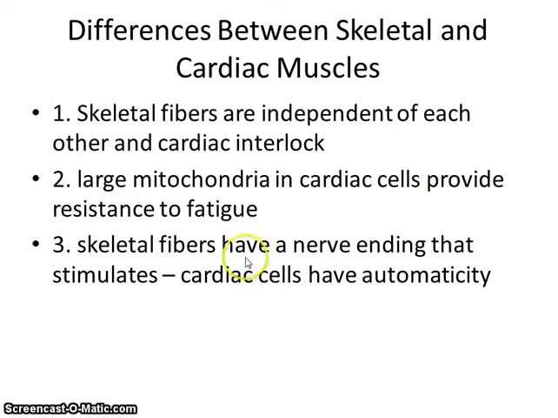And the skeletal muscle fibers, they have a nerve that tells them when to fire, whereas cardiac cells have automaticity. They're self-run. They have their own rhythm. Auto is self. So they're depolarizing, repolarizing on their own and sending that signal to the rest of the heart. And when the cells get that signal, they contract.